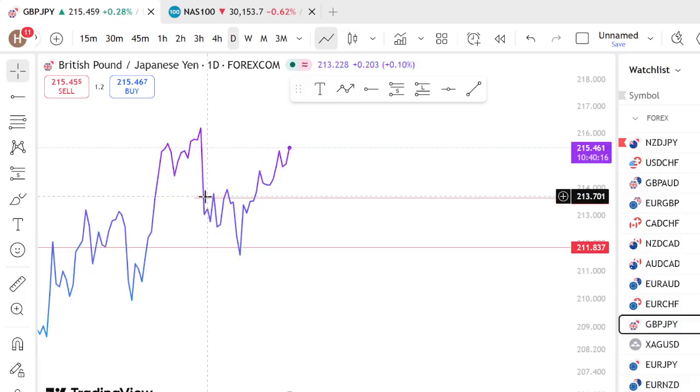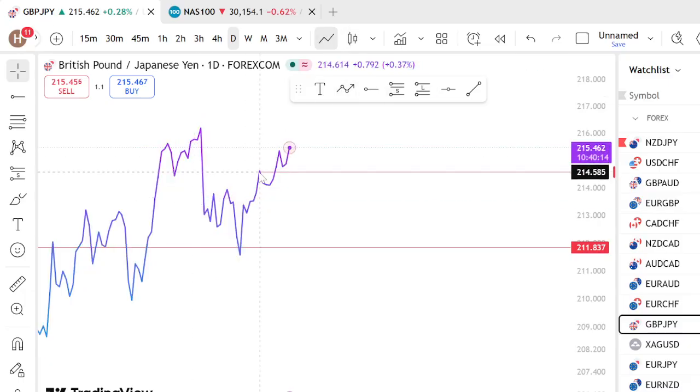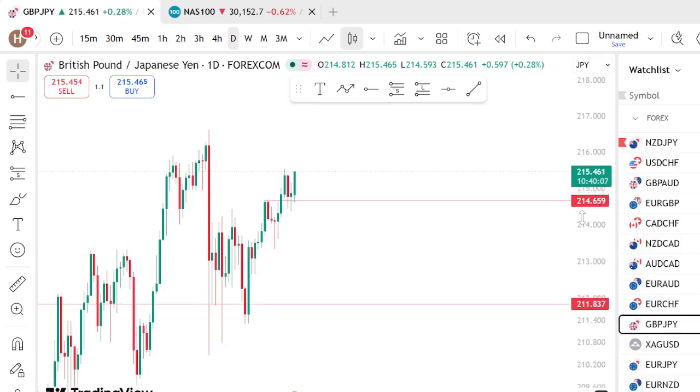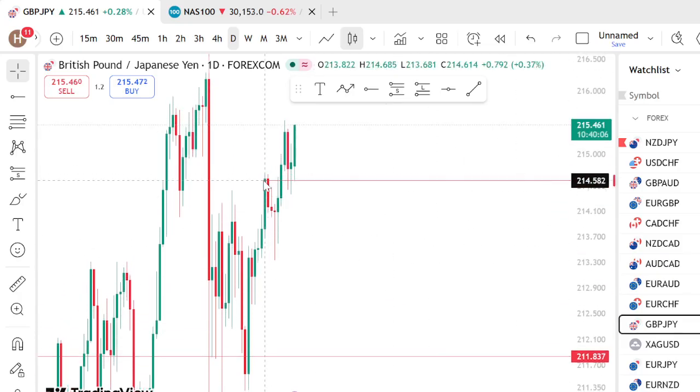Look at your line chart. We have this breakout here after that weekly candle rejected and closed. So you can see we have the breakout here, the breakout here. So today's trade was so easy for me.